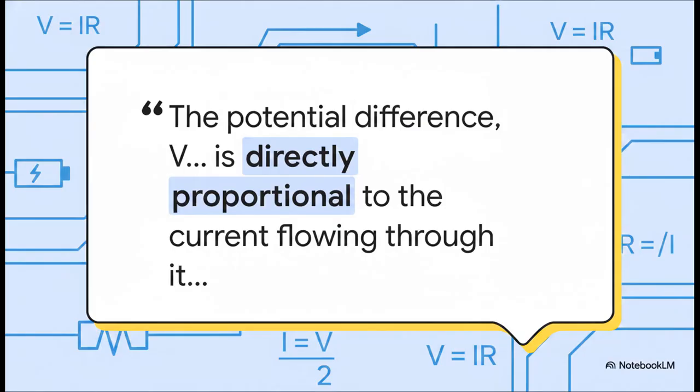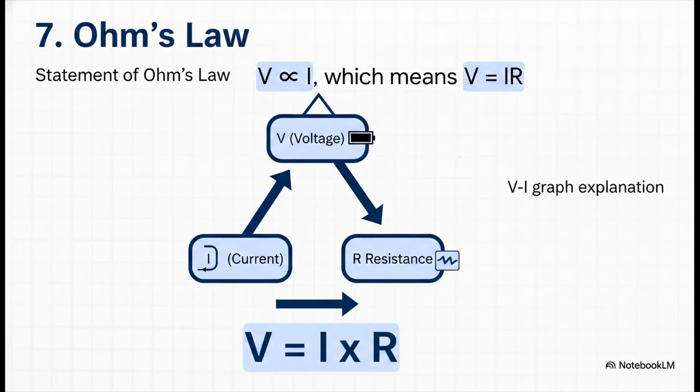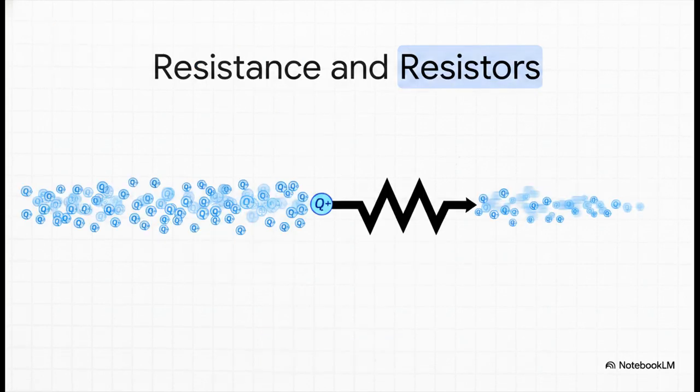And all of this leads to probably the most important rule in this chapter, Ohm's law. The formula is simple. V equals IR. It connects voltage, current, and this new thing, resistance. So let's talk about resistance.